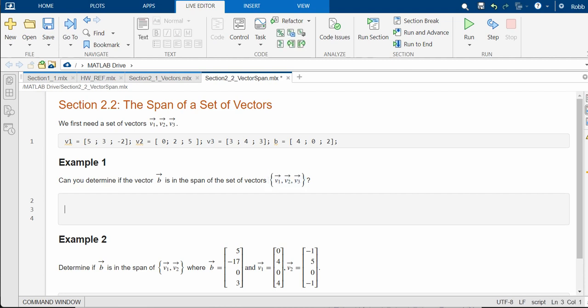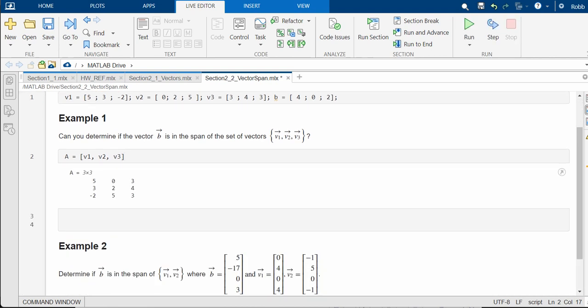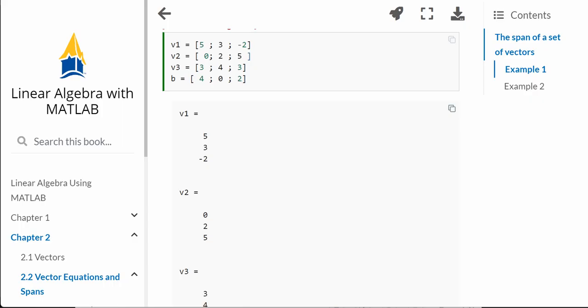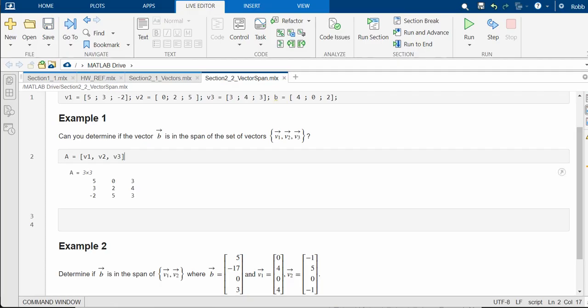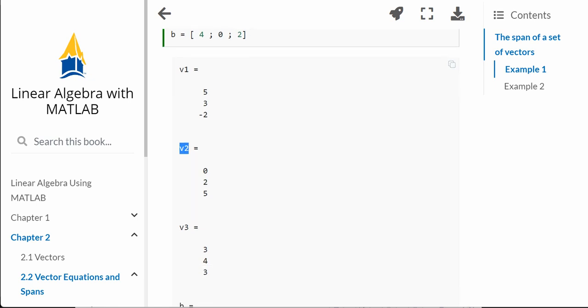Okay, well first let's create the matrix A. So we're going to say A equals, and then square brackets, v1, comma, v2, comma, v3. What's that going to do? It's going to take these column vectors. They're going to be the 3 columns of a 3 by 3 matrix A. Check that out. If you want to look, the 5, 3, negative 2 is in fact the correct vector here for v1. v2 is 0, 2, 5, and you can see our middle column is 0, 2, 5, then 3, 4, 3. So we've got the right vectors.